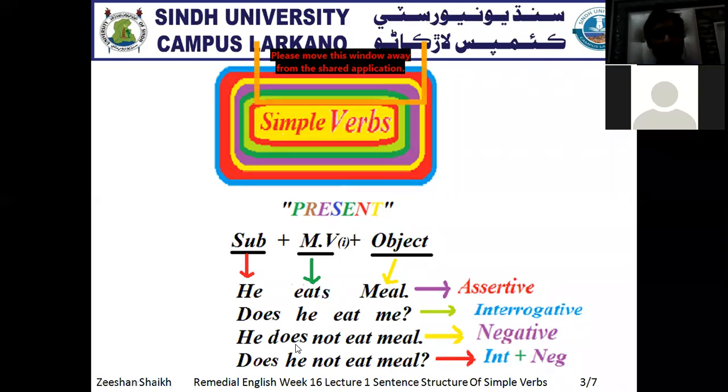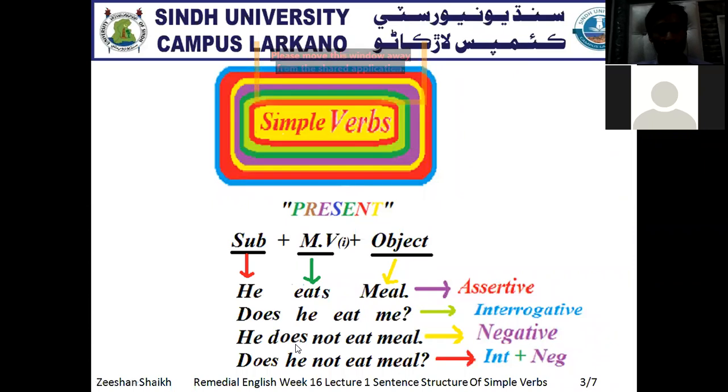Clear? So we have to give the actual form of the main verb, and we have to remove the s or es whenever we add the helping verbs, especially in the present simple tense. Clear? So that becomes an interrogative sentence.